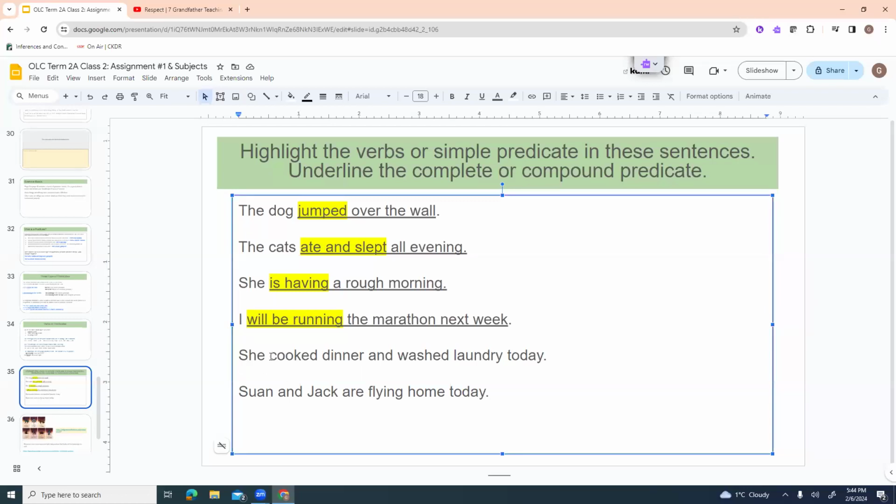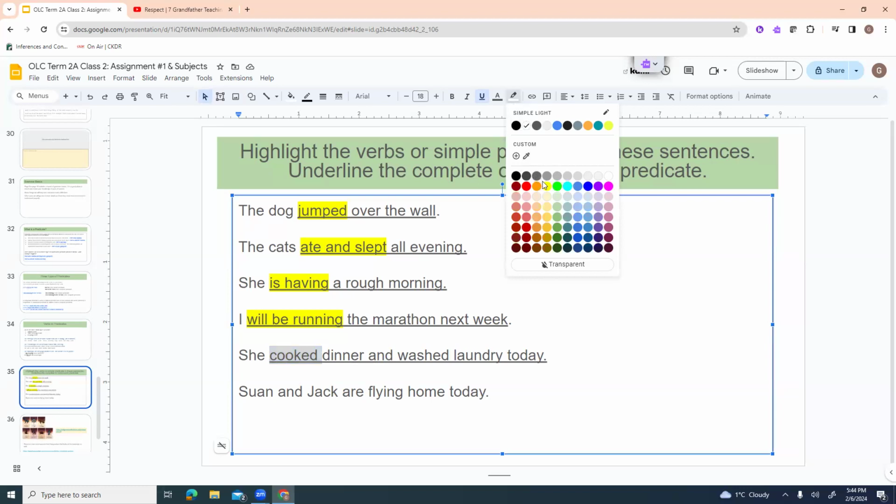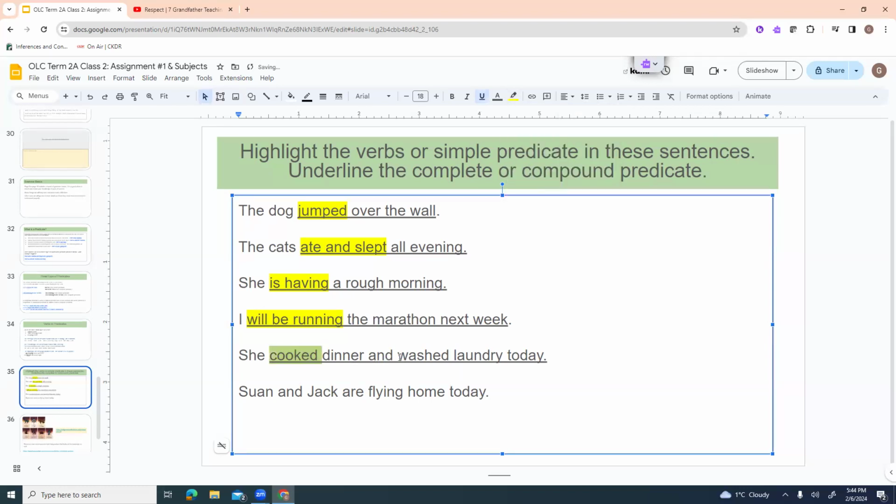She cooked dinner and washed laundry. The whole thing is your predicate, and "cooked" is your verb, and of course, "washed." And then last, Susan and Jack are flying home today. This whole part is your predicate, and "flying" is your verb.